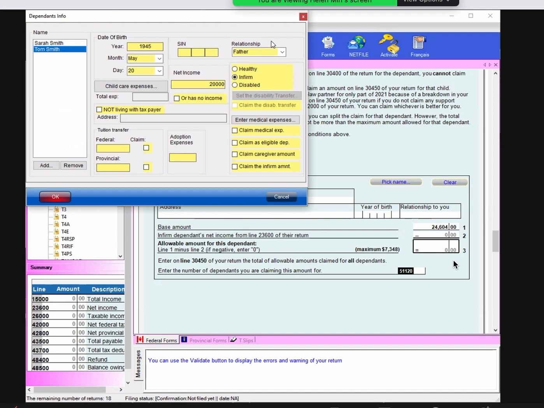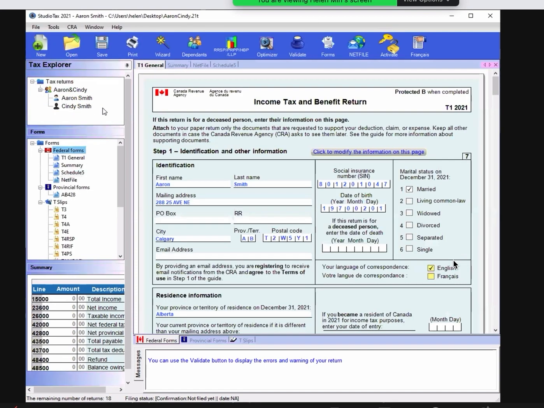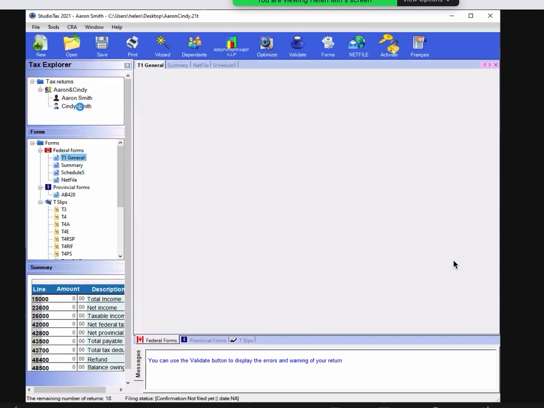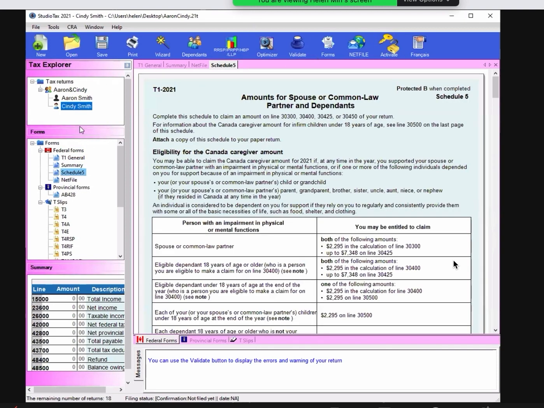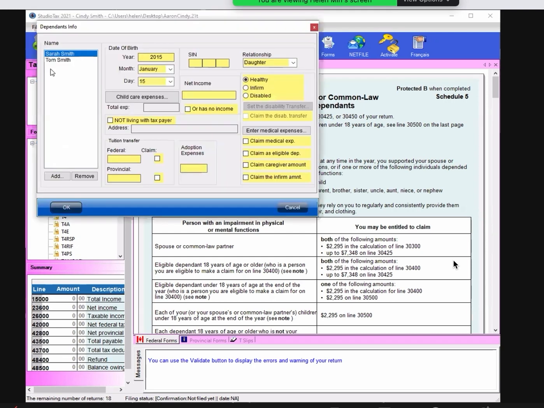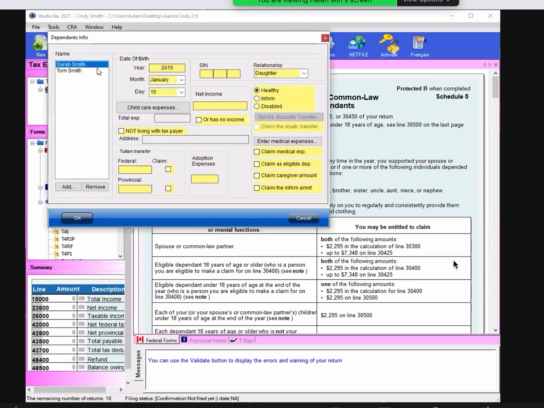When you put it on Aaron, you just open Aaron's file. Don't delete on Cindy's. Don't delete on dependents, because Aaron and Cindy share the dependent. You don't delete Tom like some student did last time. You just leave this one; it's just not claimed. I just unchecked it. See Cindy here, Tom.